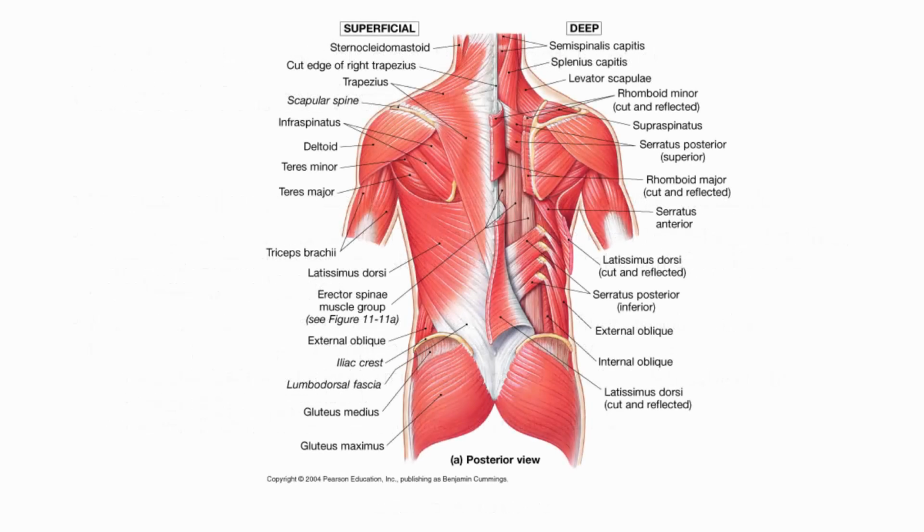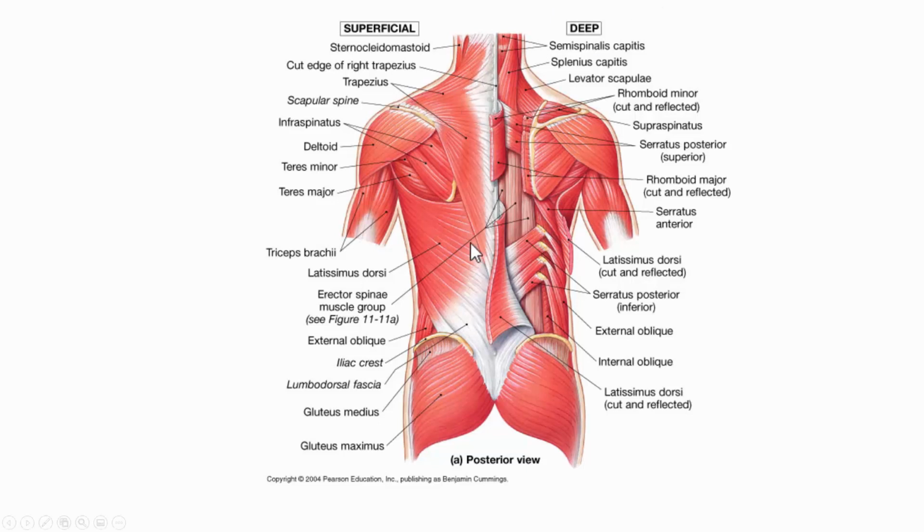Now, in order to get to these deeper muscles, we're going to have to get through some of the more superficial muscles. Again, on the left side is going to be the superficial. On the right side is a bit more deep. And so this first muscle that we'd have to get out of the way in order to see those erector spinae is going to be the trapezius muscle.